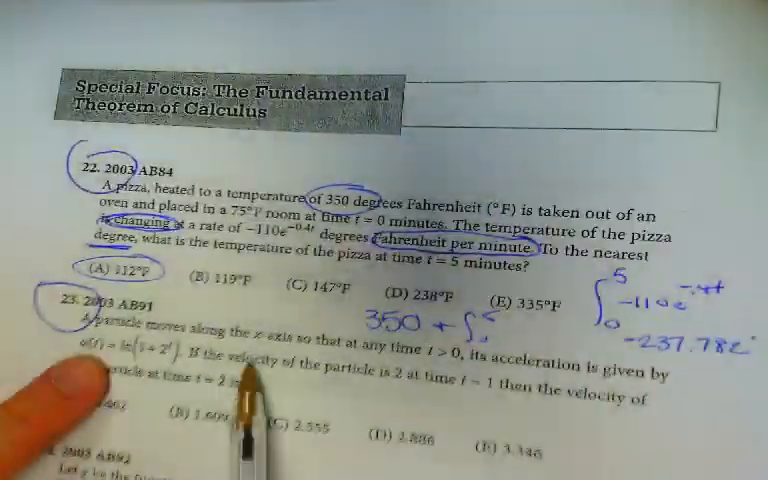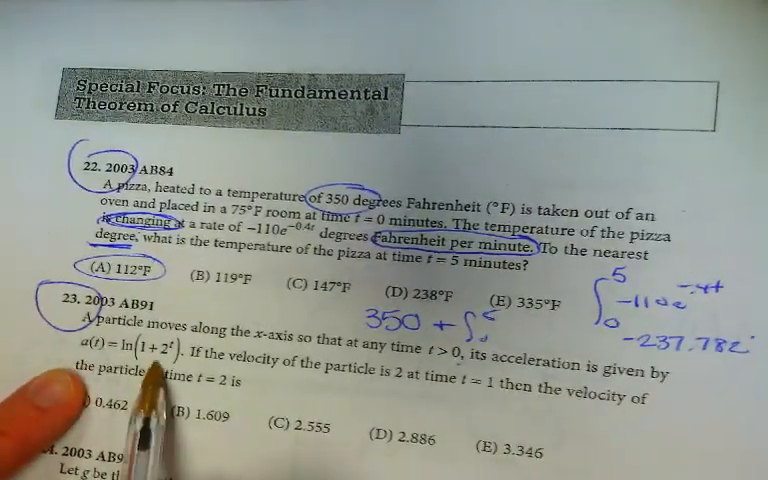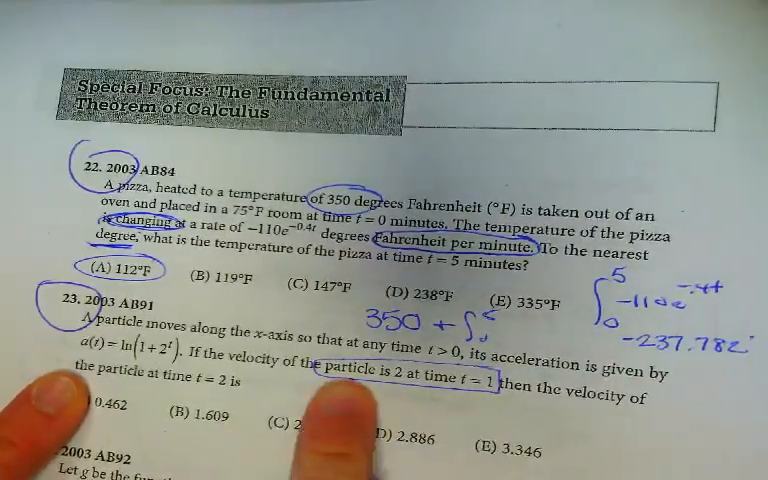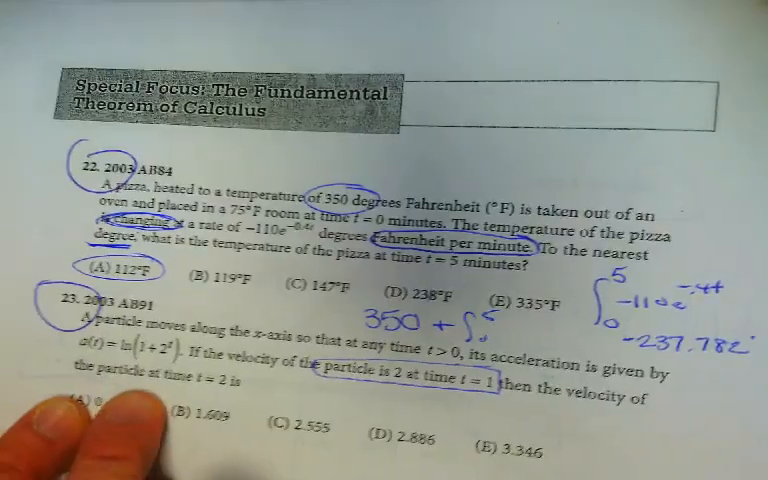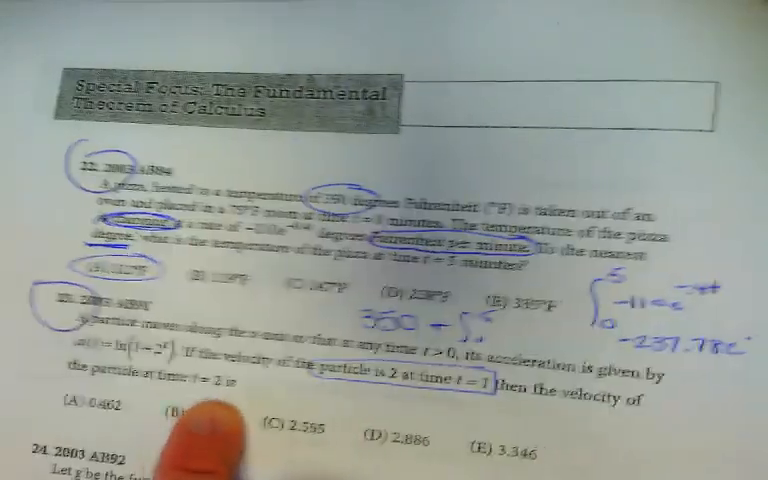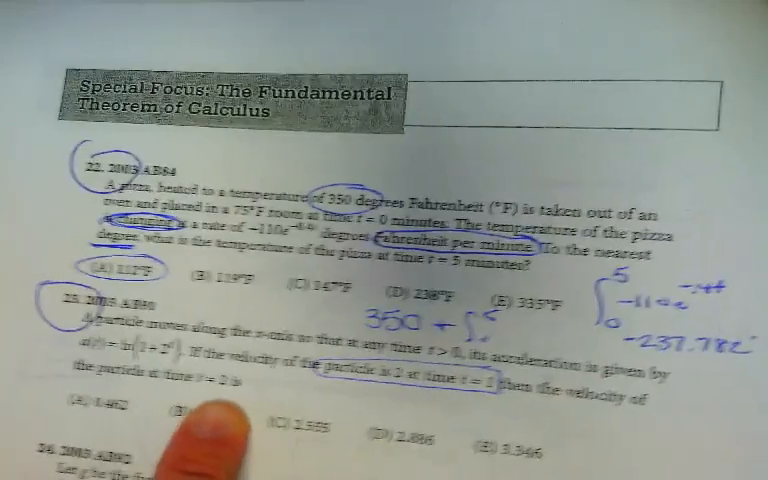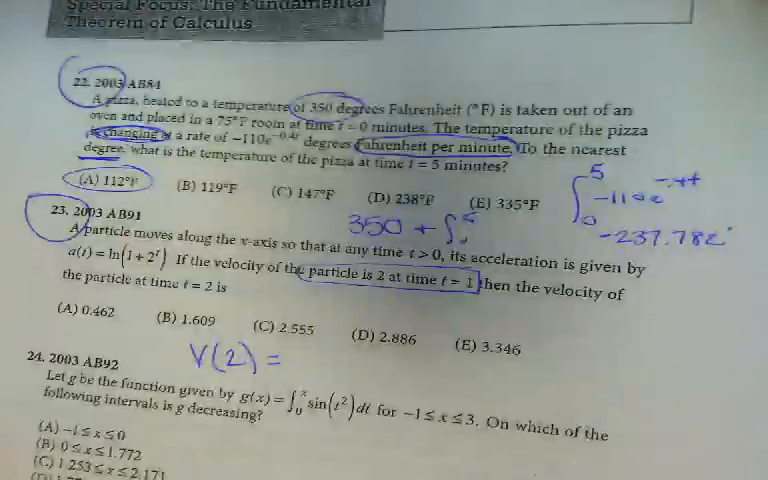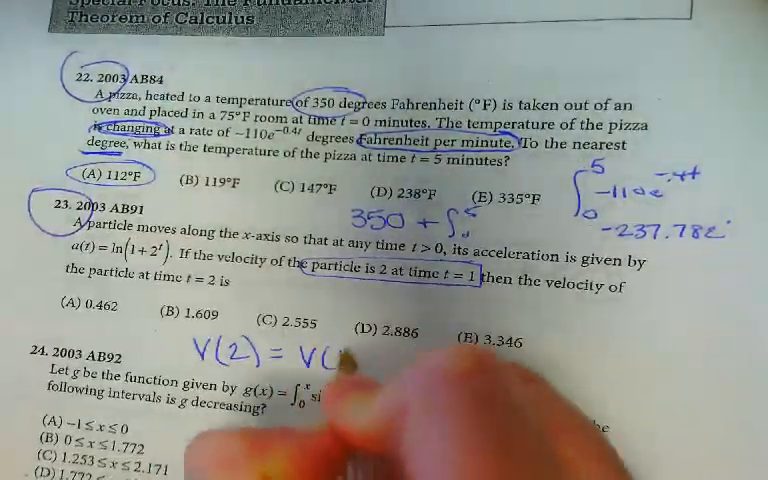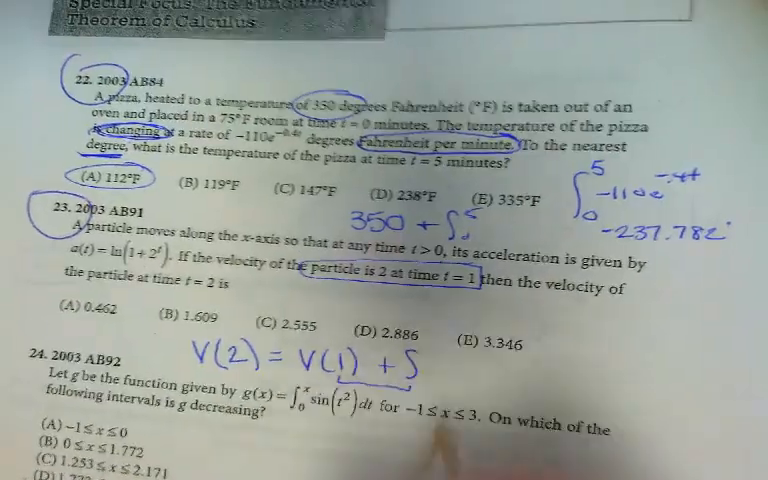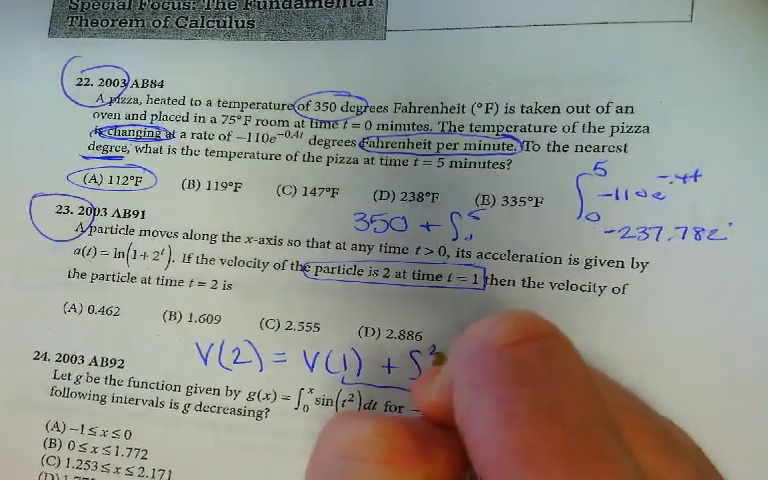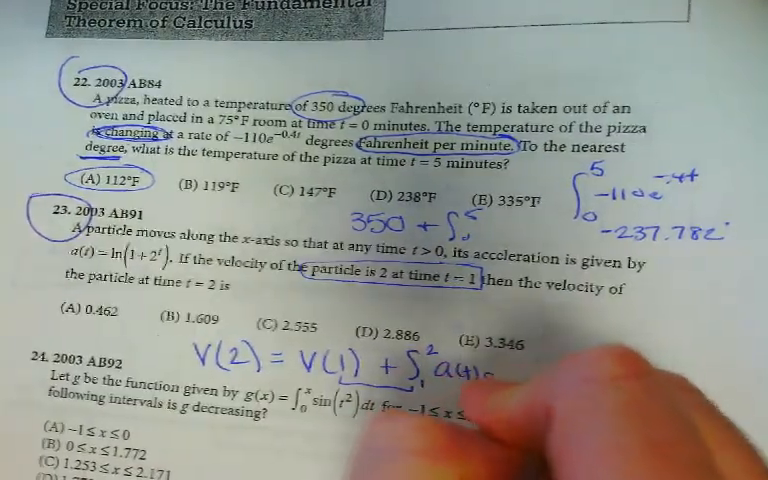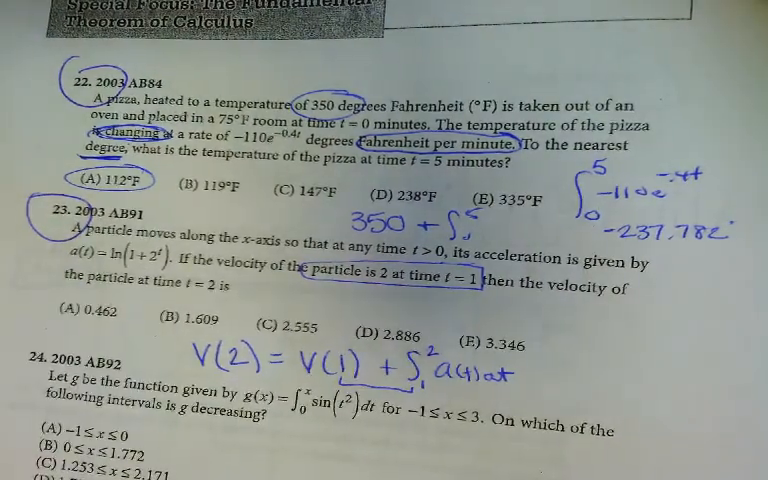23. A particle moves along the x-axis, given its acceleration. If the velocity is 2 when time is 1, so there's an initial condition, what is the velocity of the particle at time t equals 2? Okay, so I want the velocity at 2. Who do I have to start with? V of 1, plus the integral from, those have to be the same, from 1 to 2. If I want velocity, I should be integrating a of t. And again, every setup should be the same. That should be a super simple question.